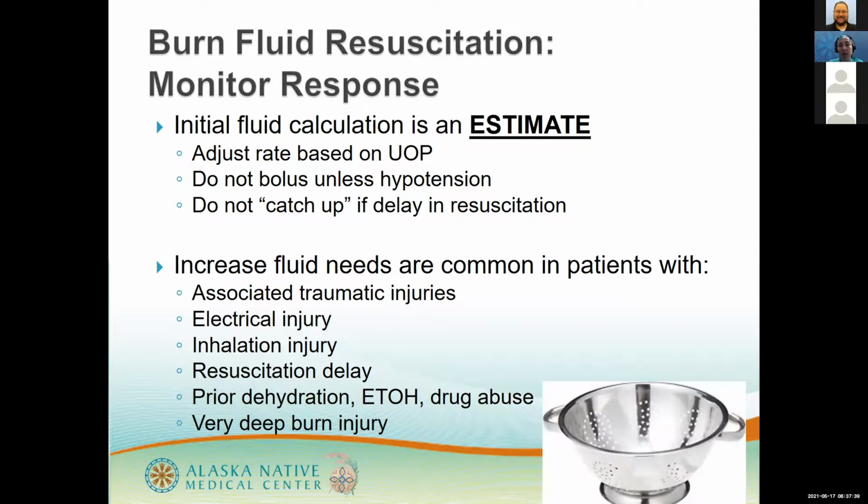Make sure that you rule out other traumatic injuries for a lot of these burns, or consider other comorbidities or cardiac issues. And then do not catch up if there's a delay in resuscitation. There are patient populations that we anticipate increased fluid needs. These are patients that have associated trauma injuries, electrical or inhalational injuries, the delay in resuscitation, prior dehydration, or alcohol or drug abuse, or very deep burn injuries. So a 40% full thickness burn is going to act differently than a 40% partial thickness burn.